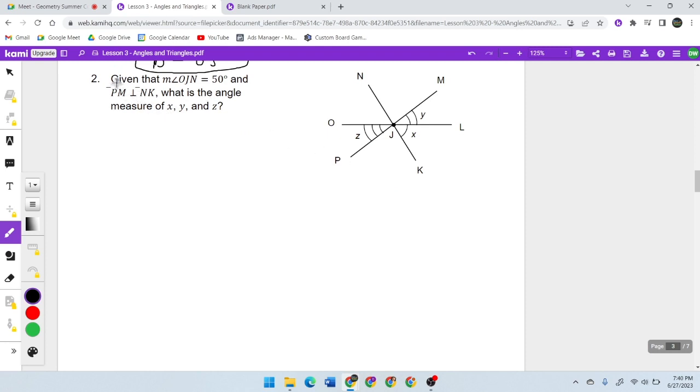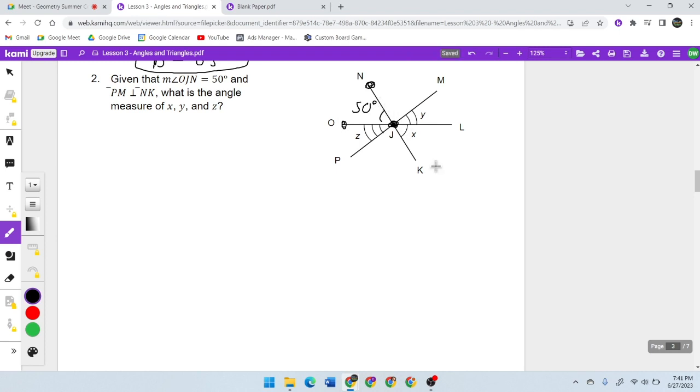It also says, given that the measure of angle OJN is 50 degrees and PM is perpendicular to NK, what is the angle measure of x, y, and z? So let's start off by filling in the 50-degree angle at OJN. Here's O, here's J, here's N, which means this right here is our 50-degree angle. Now the order doesn't matter.